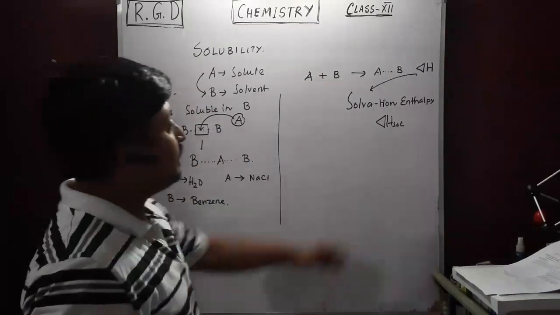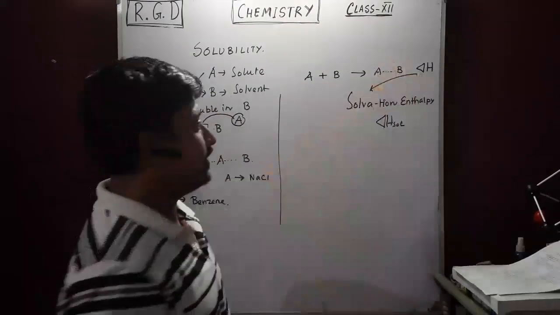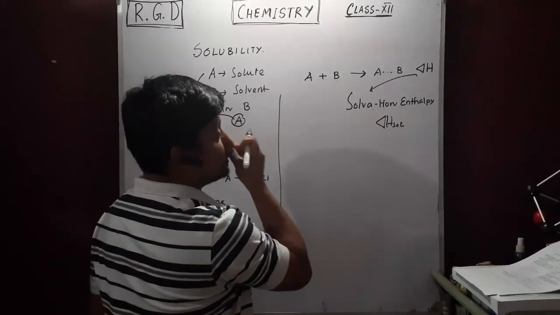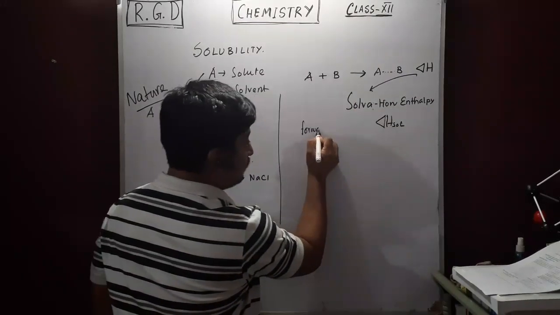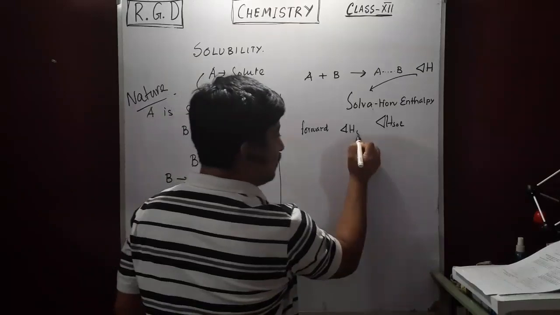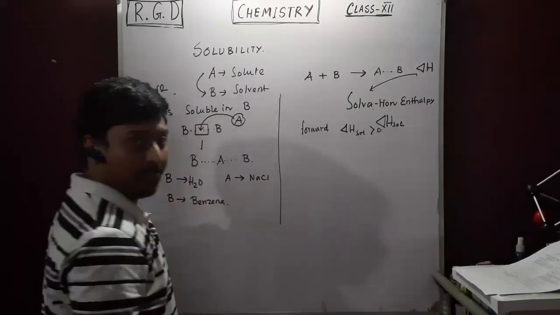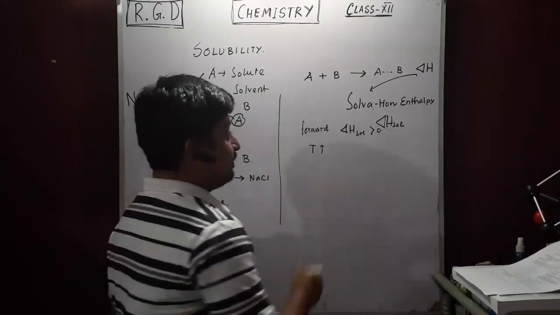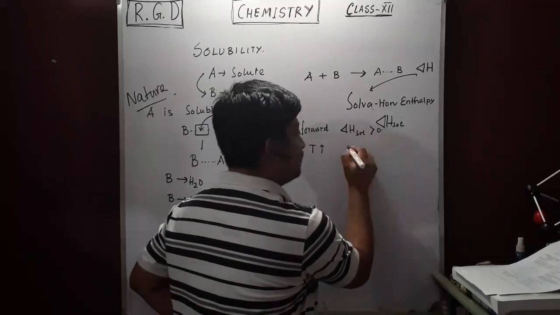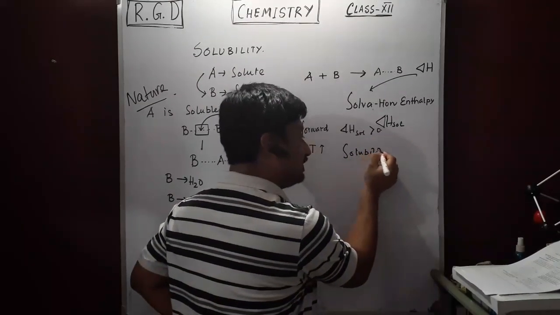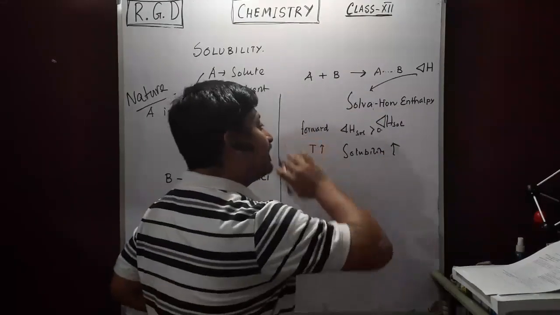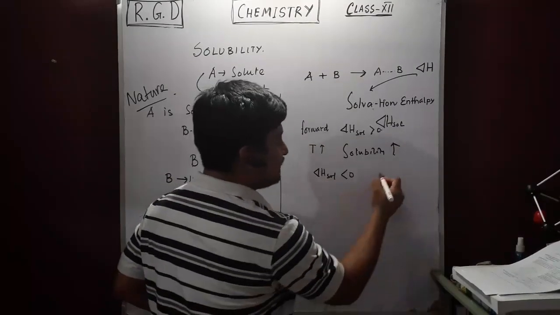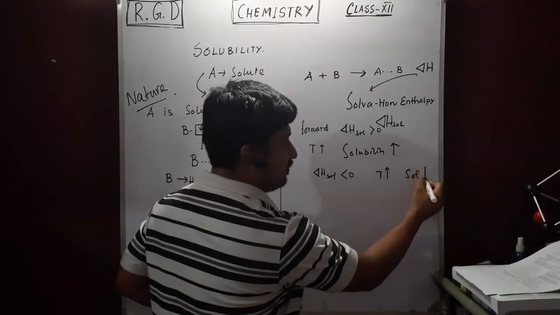Now let's say I talk about this thermodynamic process. If this process has to proceed in the forward way, your delta H of solvation has to be greater than 0, right? Now, if you increase the temperature, what will happen? Since delta H solvation is greater than 0, your solubility will increase. And if I think of the reverse, where delta H of solvation is less than 0, then if you increase the temperature, your solubility will decrease.